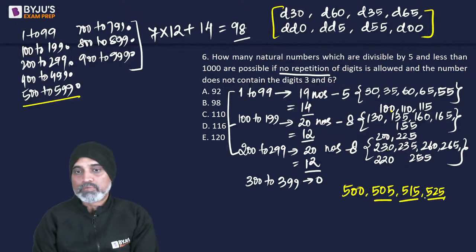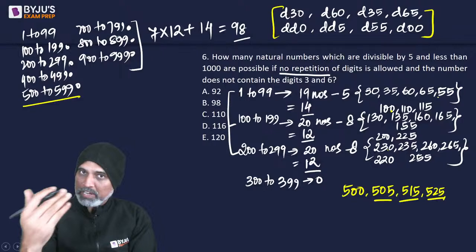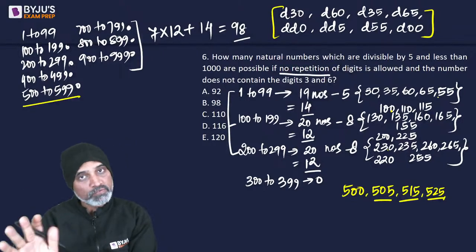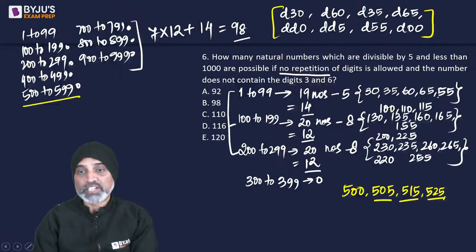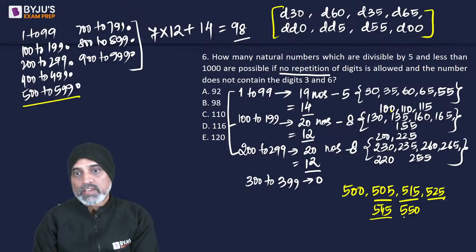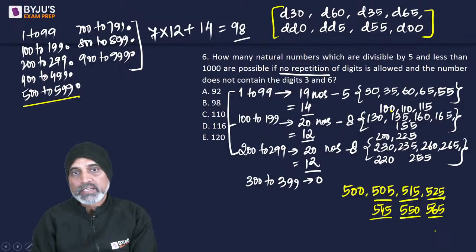530 problem, that's already been taken care of. 535 taken care of. 540, no problem. 545, there will be a problem. 550, there will be a problem. 555, already taken care of. 560, no problem. 565, there will be a problem, right?